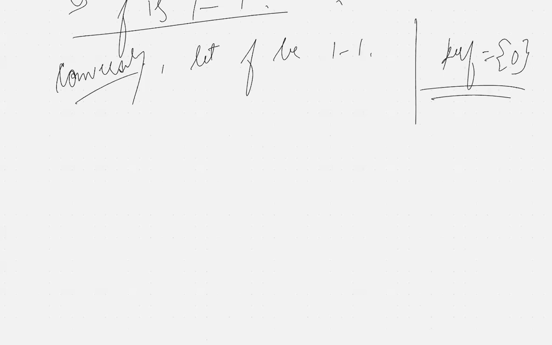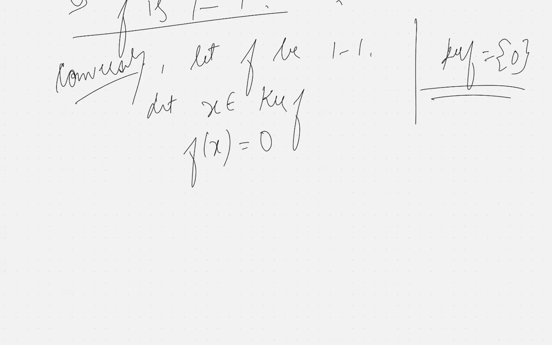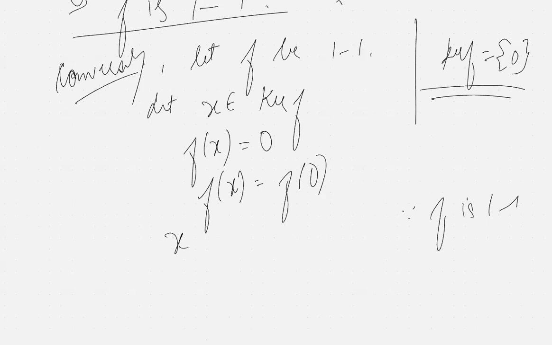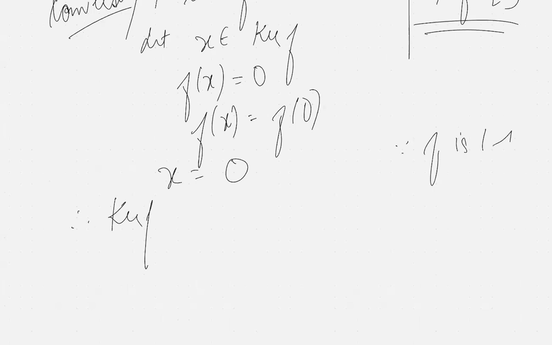Let x belong to kernel f. If x belongs to kernel f, that means by definition, x is being mapped to 0. If f of x is equal to 0, f of x can be written as f of 0. Now we can use that f is 1, 1, so x would be equal to 0, and hence kernel f is nothing but just the 0 element inside the set. Okay, done. This was easy, right?